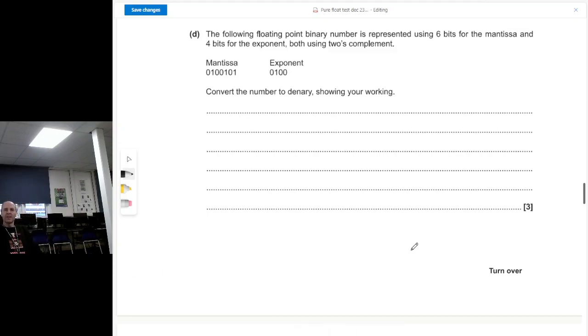Right, the following floating point number is represented using 6 bits for the mantissa, 4 bits for the exponent, and again they have explicitly stated 2's complement. Convert to denary.